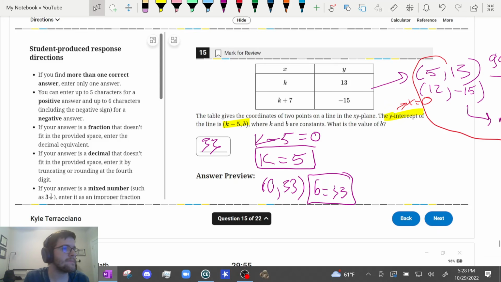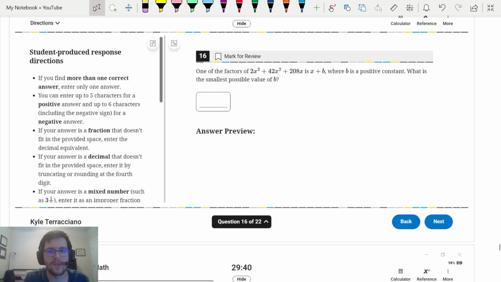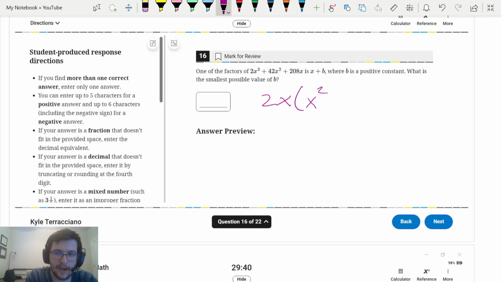All right, great. Okay, we're almost done. We're getting there. Okay, 16. So for this one, what you have to do is you have to factor it. So you first have to pull out a common monomial factor. Well, they're all divisible by 2, and they all have at least one x. So if you factor that, you get x squared plus 21x plus 104.